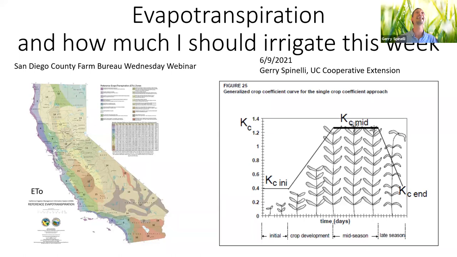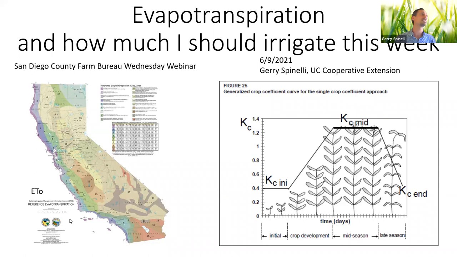In this first slide, I put these two pictures because I will be saying this concept many times during the presentation, trying to drive the point home. Here I put this map of California. For those of you that are more visual learners, I want you to remember that this is the map of reference evapotranspiration. We will define that concept in a minute. It's also called ETo, and it depends on where you are. Each color in this map is color-coded and tells you what the ETo, the reference evapotranspiration, is.